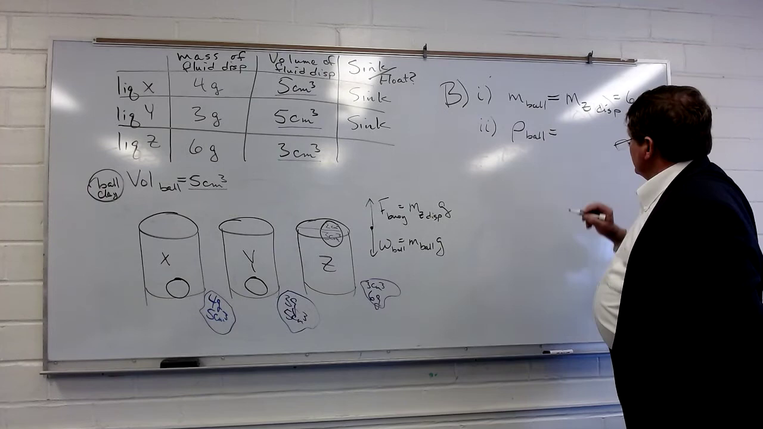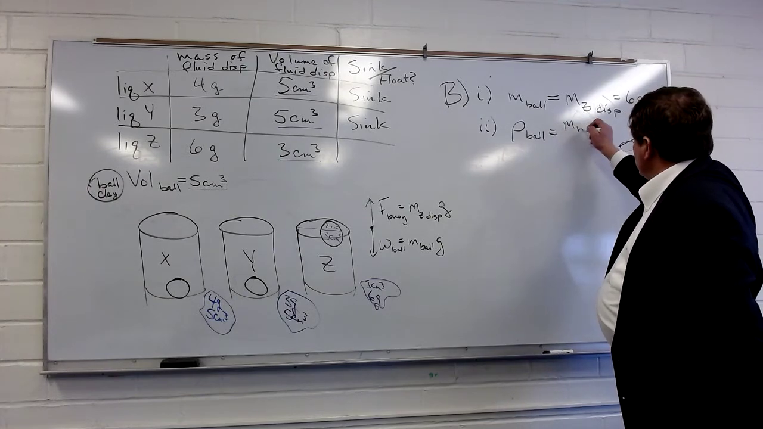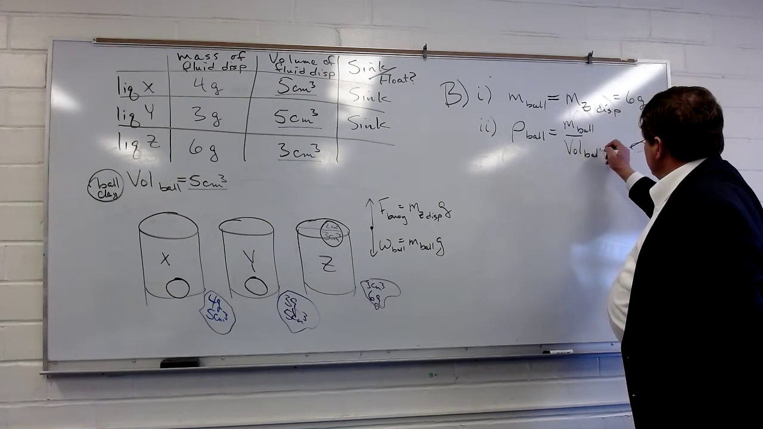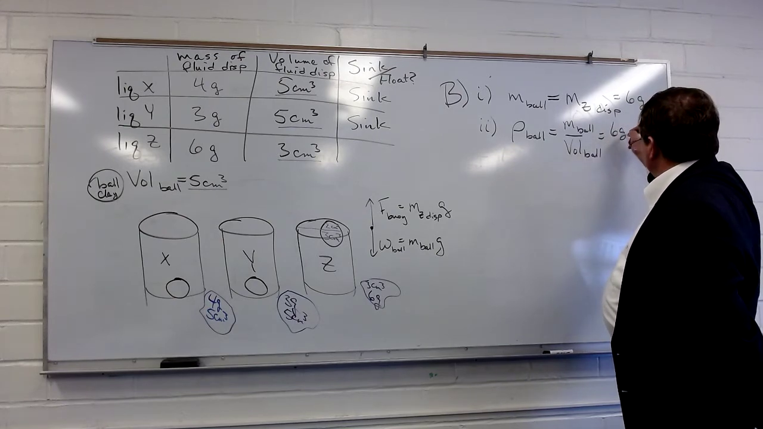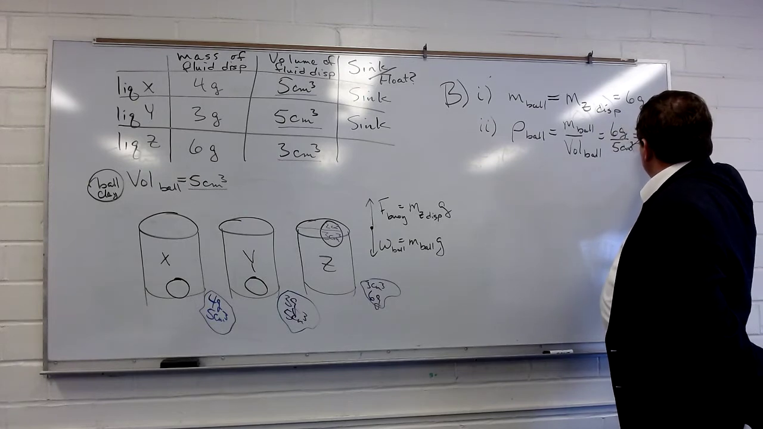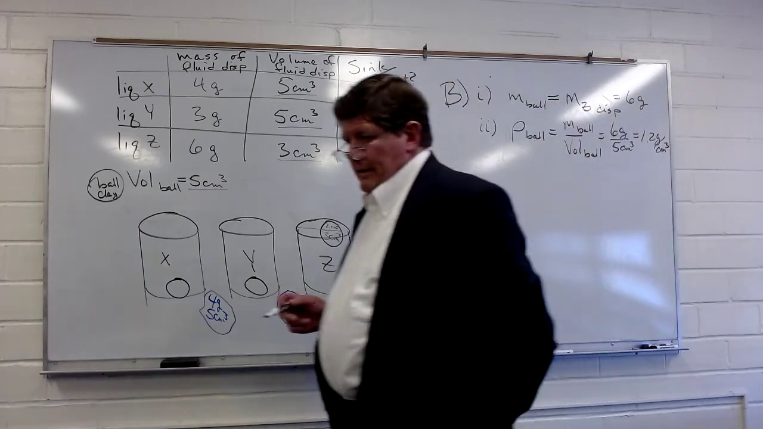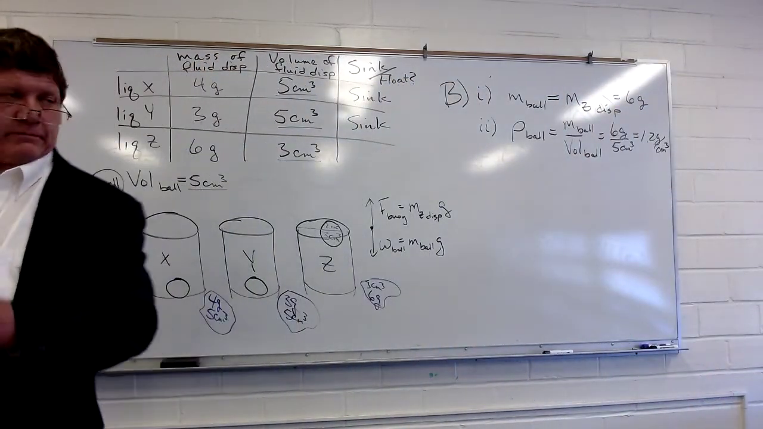Now the density is just going to be the mass of the ball divided by the volume of the ball. Well, that's going to be 6 grams divided by 5 centimeters cubed, or 1.2 grams per centimeter cubed. That's one way to solve that problem.